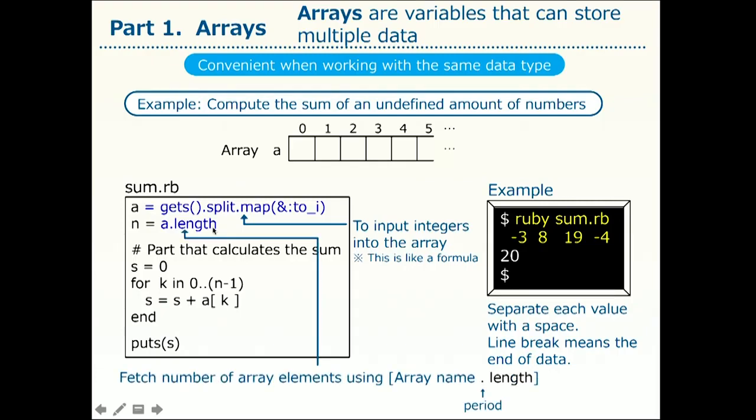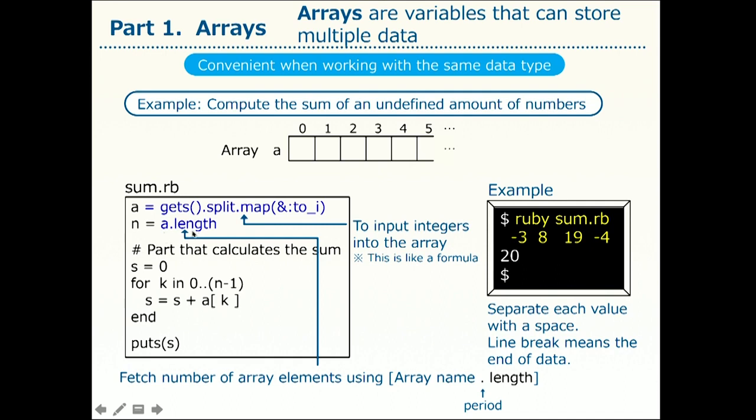The next line is for obtaining the number of data items entered into the array. Here we use n as a variable to keep this number. Now look at the right-hand side of the equal sign. By adding period and length after the name of the array, we can get the length of the array, or the number of boxes in the array.